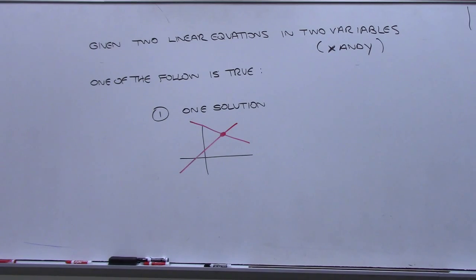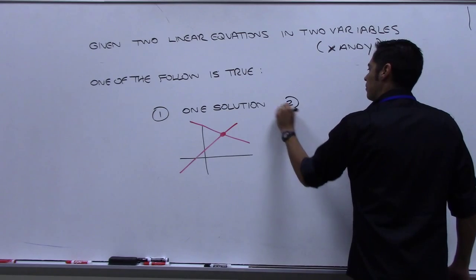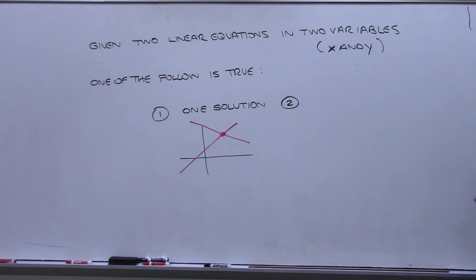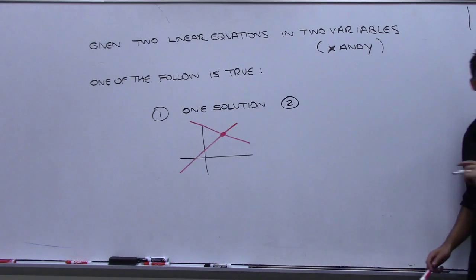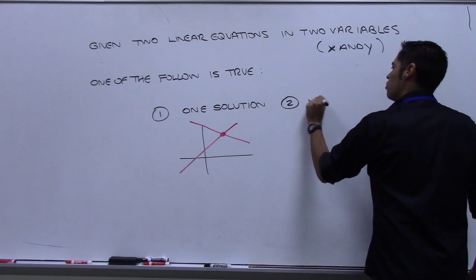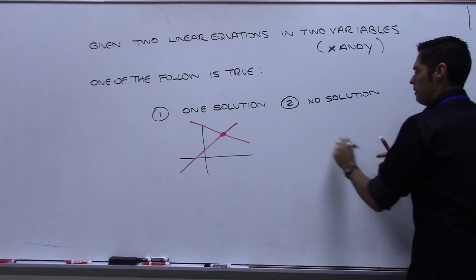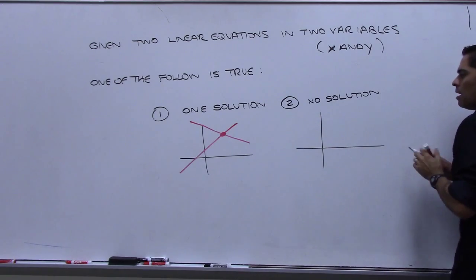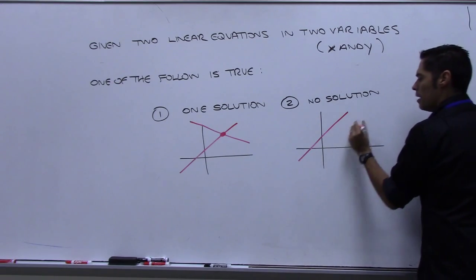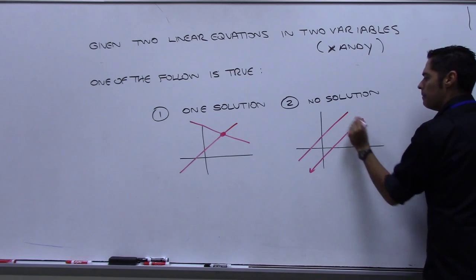But there are two other possibilities of what could happen. What are they? What if they're parallel? What if the two lines are parallel? No solution, which would look like this. You have two lines that are running parallel to each other like that.